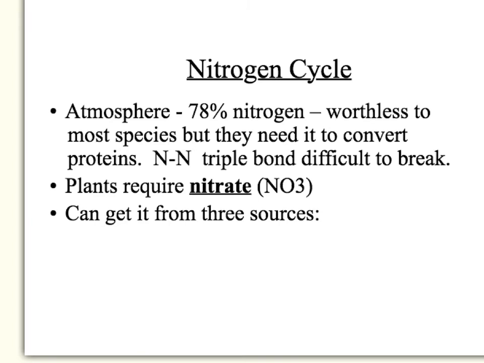We've talked about fixing other types of elements, like for instance, carbon, and we talked about taking that unusable form, that carbon dioxide, and fixing it into a usable form where we take RuBP, and it helps to fix that carbon dioxide into the Calvin cycle, which then makes a 3-carbon sugar. And in the nitrogen cycle, what we're going to do is we're going to take that unusable form of nitrogen and fix it into usable forms of nitrogen. So we can get this from 3 sources.